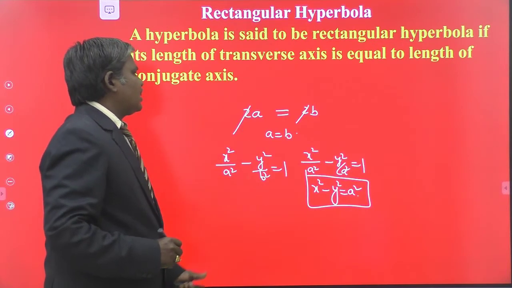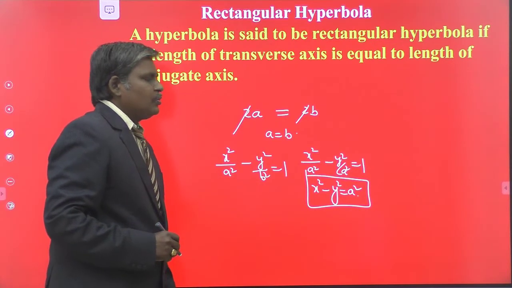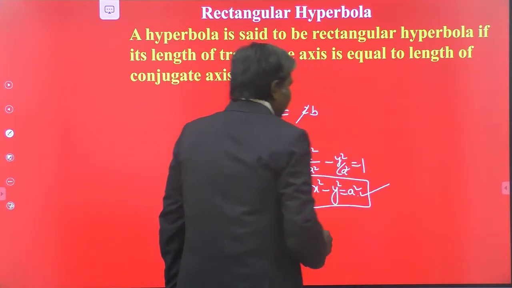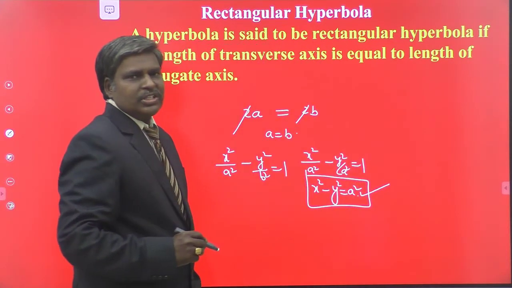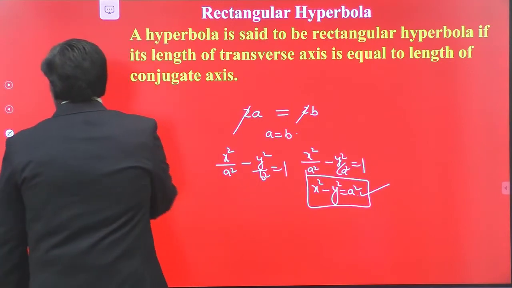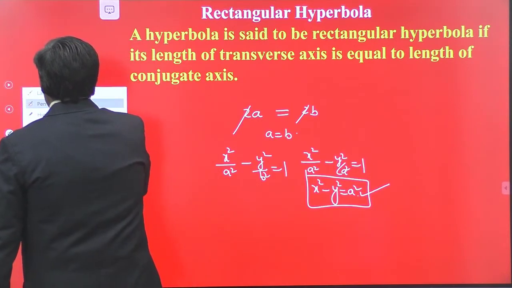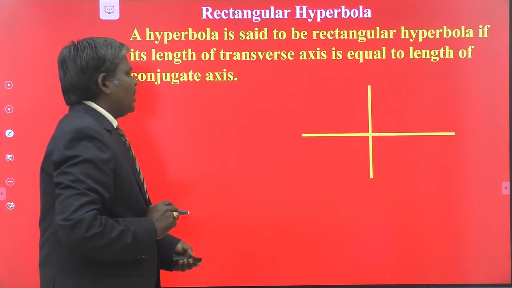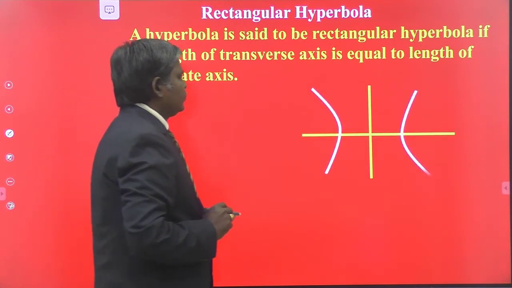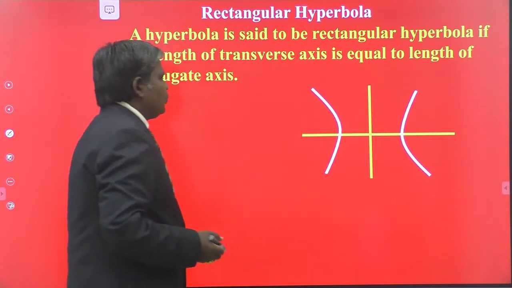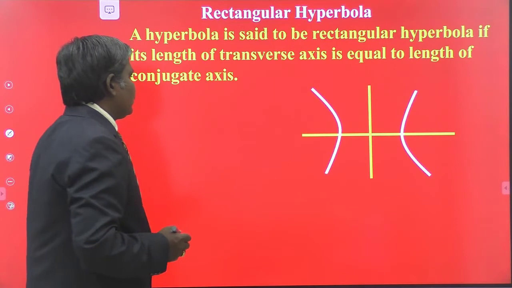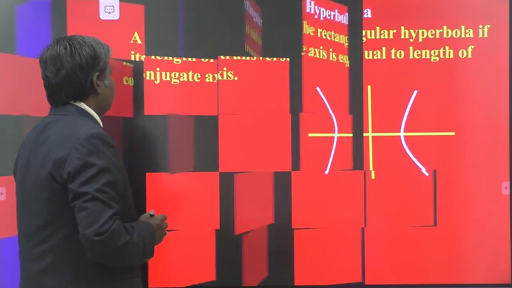So, in this case, the length of the transverse axis is equal to the length of the conjugate axis. Then we have x square minus y square is equal to a square as the equation of the rectangular hyperbola. So, this is the hyperbola. A is equal to b, then we have x square minus y square is equal to a square.